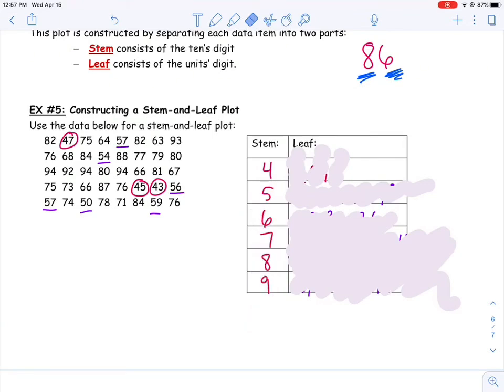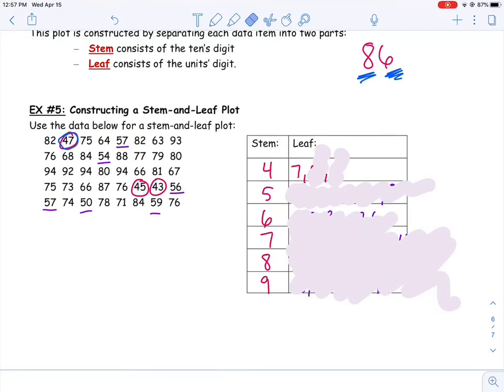So I'm going to put the stems there. You can do it in a different order. You can do 9, 8, 7, 6, 5, 4 the other way. That's fine too. And then we're going to go through and list how many of the data items were 40s. So 41, 42, how many of them happen like that? When I go through and look, I notice that the first 40 was a 47. So that's what I'm going to put here. I'm going to put the 4 as my stem and the 7 as my leaf.